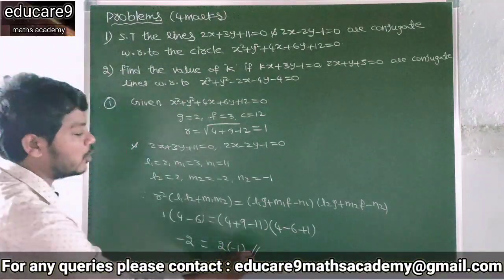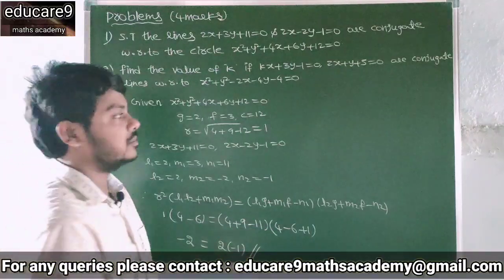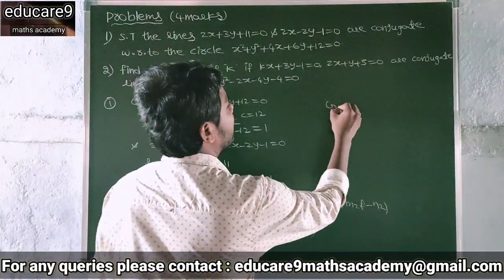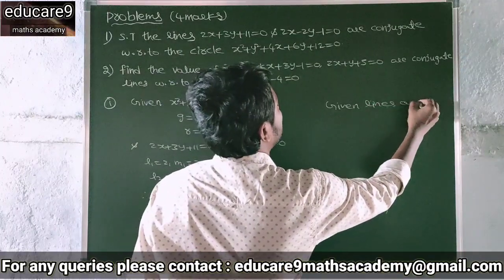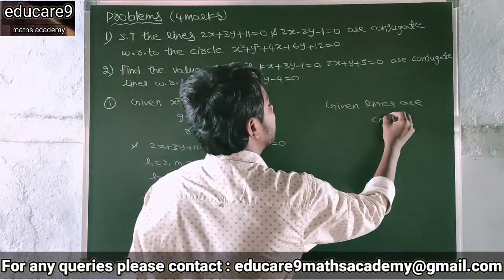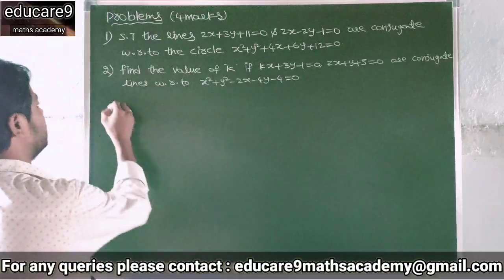So clearly both are equal. Therefore the given lines are conjugate.